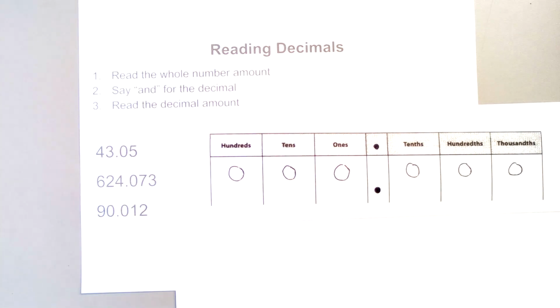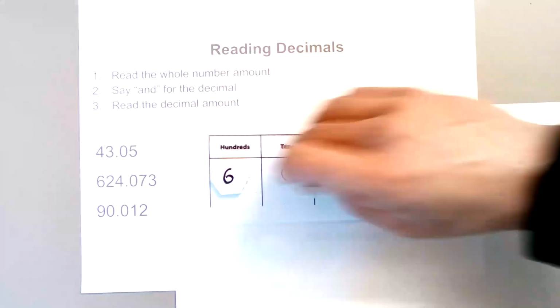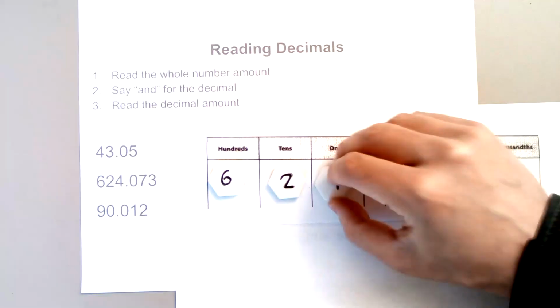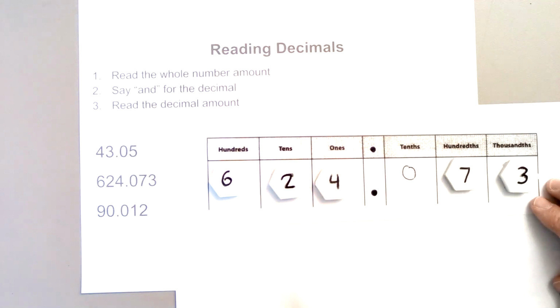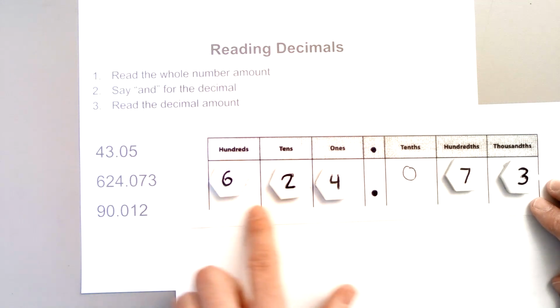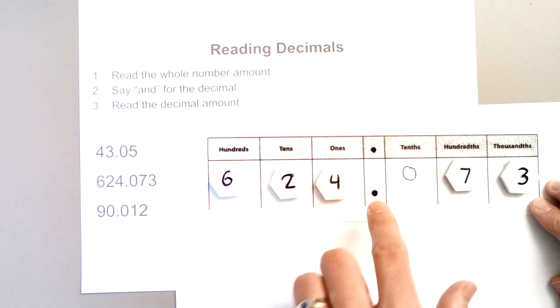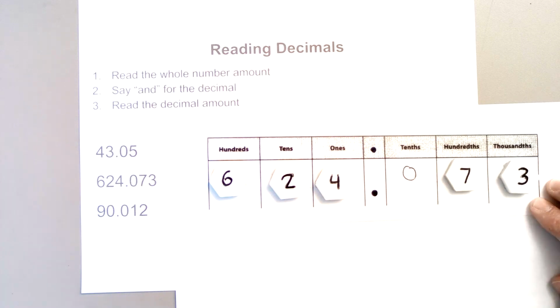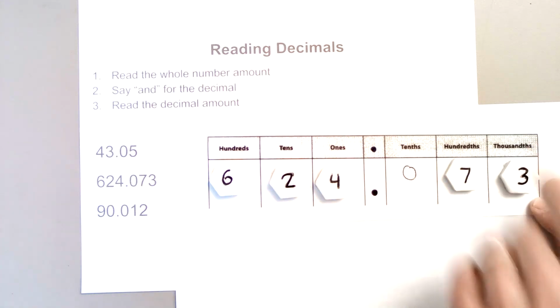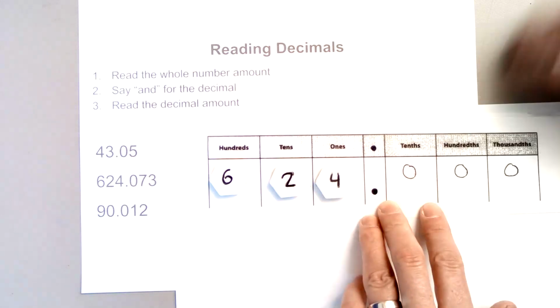Let's clear this one and go here. Maybe you should try to read this while I'm setting up. See if you can read it on your own. I read 624 and 73 thousandths. 624 and 73 thousandths.